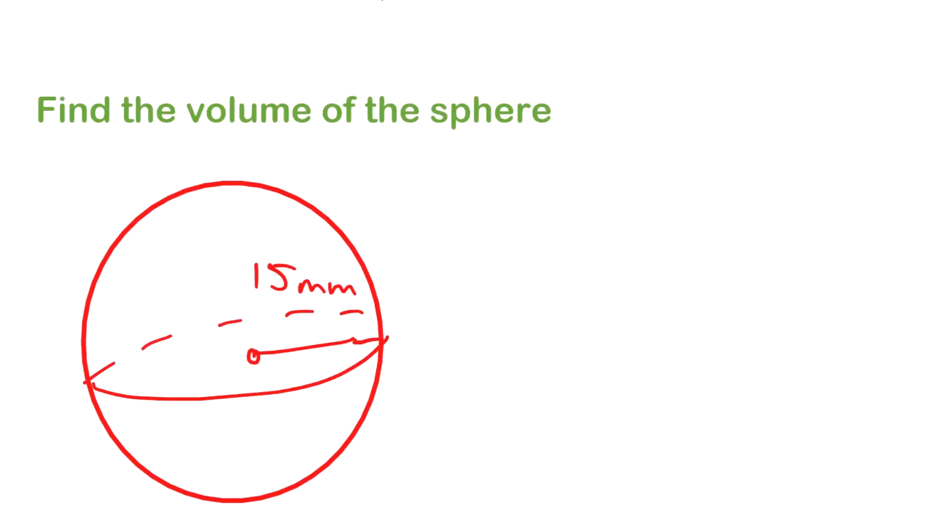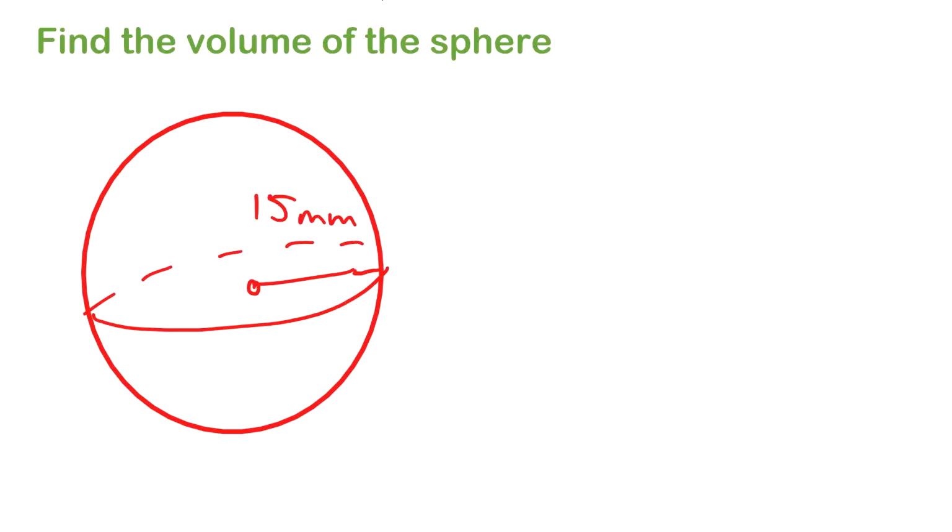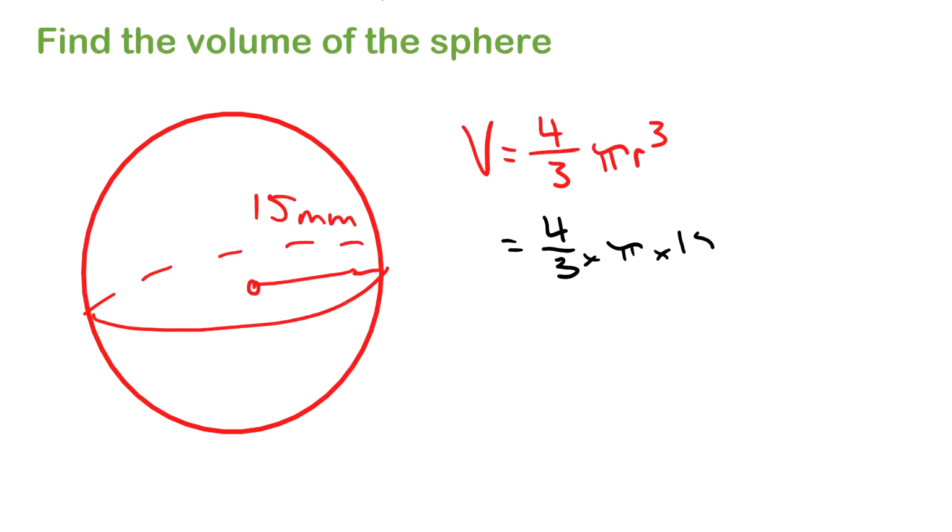The next thing we're going to look at is finding the volume of a sphere. We've already been given the radius, so that's good. I'm going to start by writing down my formula, and the volume is 4/3 pi r cubed. So I just need to substitute in r equals 15, so 4/3 times pi times 15 cubed, and this comes out as 14,137.17 millimeters cubed.